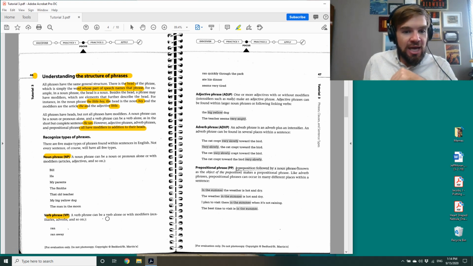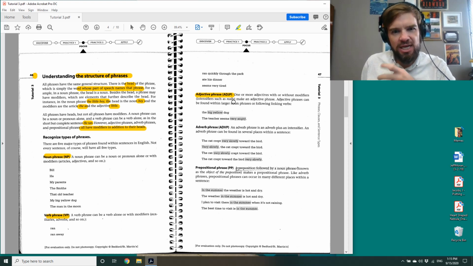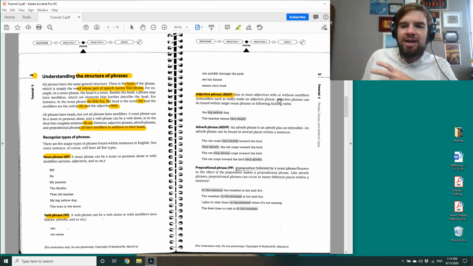Verb phrases. A verb phrase can be a verb alone or with modifiers like auxiliaries, adverbs, and so on. So for example, ran, ran away, ran quickly through the park, ate his dinner, seems very tired. Adjective phrases. So one or more adjectives with or without modifiers, intensifiers, such as really, make an adjective phrase. Adjective phrases can be found within larger noun phrases or following linking verbs.